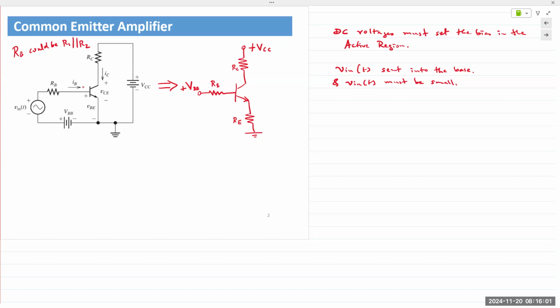Okay. And that analysis, we will see later on in this chapter, is known as small signal analysis. There are several different models, but we'll look at one of the most common and popular ones later on in this chapter.